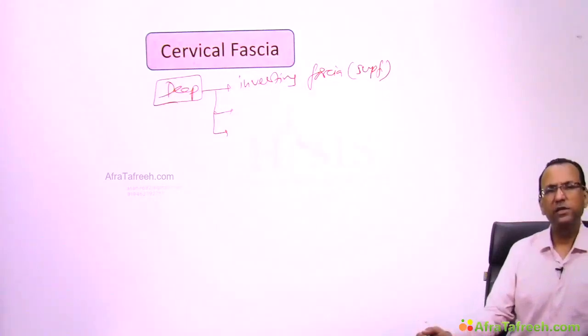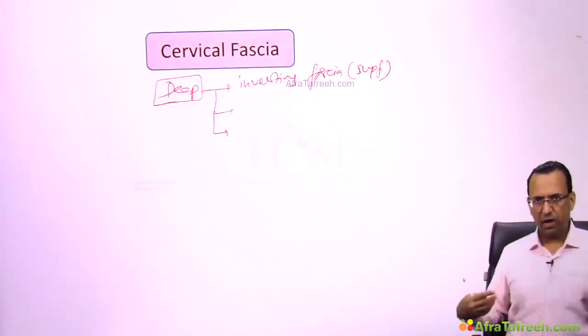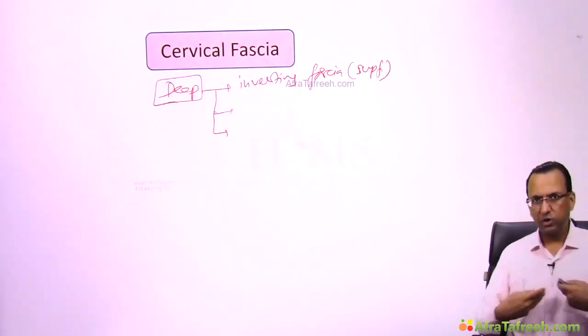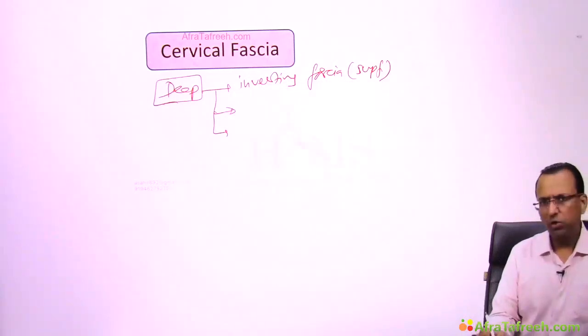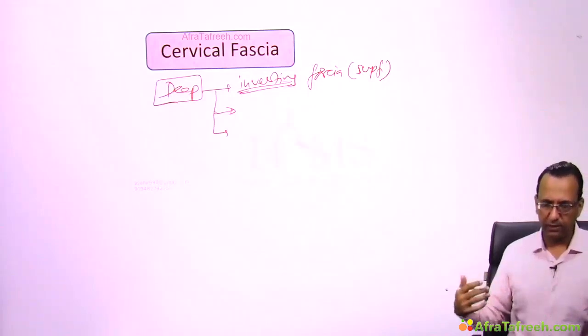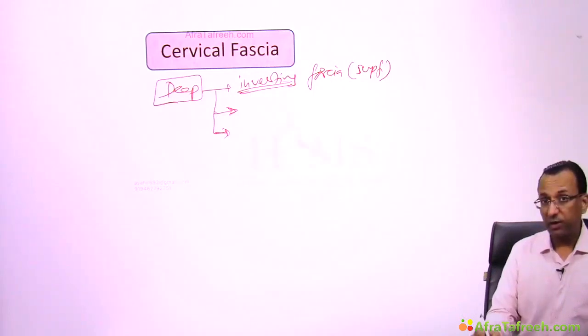If I remove it, then deep to that you will have the deeper layer. So what is that deeper layer? See, first there is investing fascia, remove it. Deep to that will be two types. What are the two types? Actually, you will see that these are all deep cervical fascia.